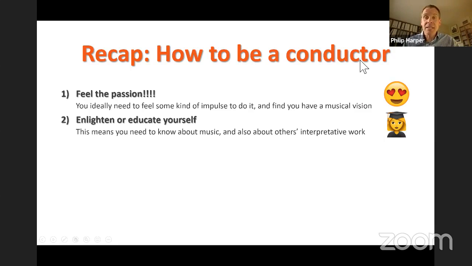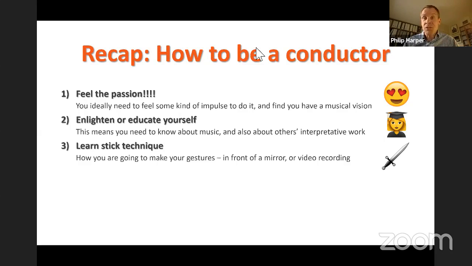Secondly, I suggested in the last session that another prerequisite of being a conductor is to enlighten yourself or to educate yourself. So that you make an effort to learn all about music, so you know about music theory and about music history, and you have a knowledge of repertoire, for example, and also about others' interpretative work as well, because as a conductor you are an interpreter, and it's all about the art of taking what someone's written on a page and turning it into something living and breathing, and that's the art of interpretation.